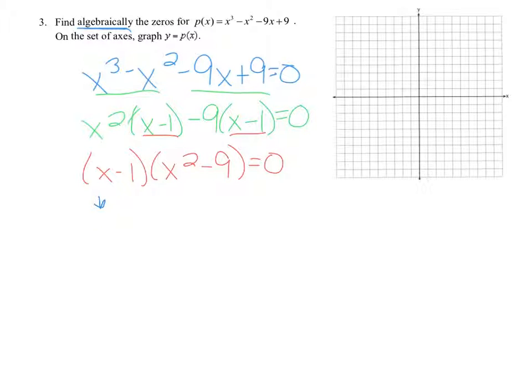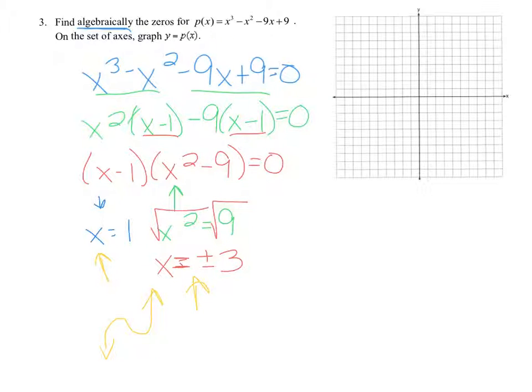So solving from x minus 1 equals 0, I get x equals 1. And from x squared minus 9, I get x squared equals 9. So when I take a square root, I get x equals plus or minus 3. Now I have a basic idea of what this graph is going to look like. I know what its roots are. And I know that it's going to have a shape like this because it's a positive x cubed graph.